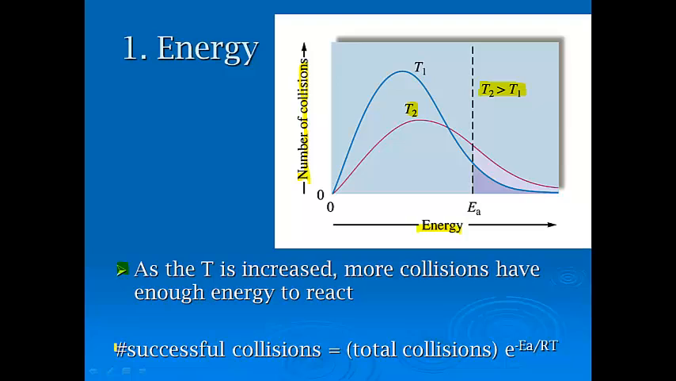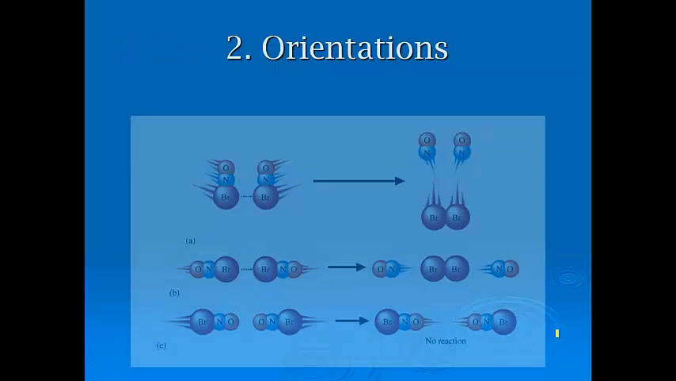Excuse me, the number of successful collisions, and then you have this lovely value over here that we're going to talk about. Remember, e is kind of like our exponent. Ea is activation energy, R is our ideal gas constant, T is temperature, and we're going to deal with some equations here that have this in it.